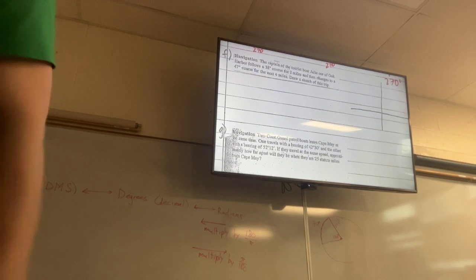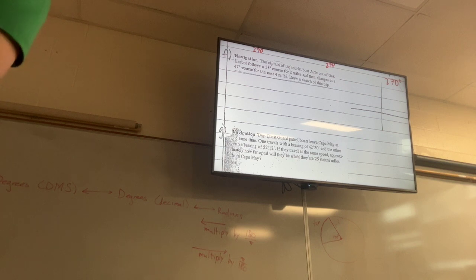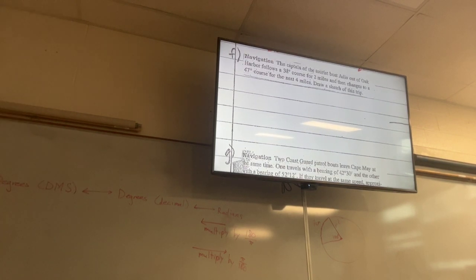F, navigation. The captain of the tourist boat, Julia. We don't have a Julia in here, do we? I don't think we do. Sorry if I forgot. Sorry if you're in here, Julia.